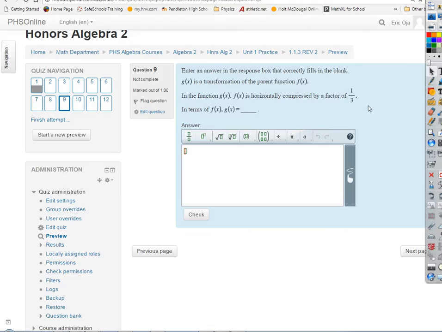To horizontally compress by a factor of 1/3, all we're going to do is just multiply x inside the function by the reciprocal of 1/3, which is 3.